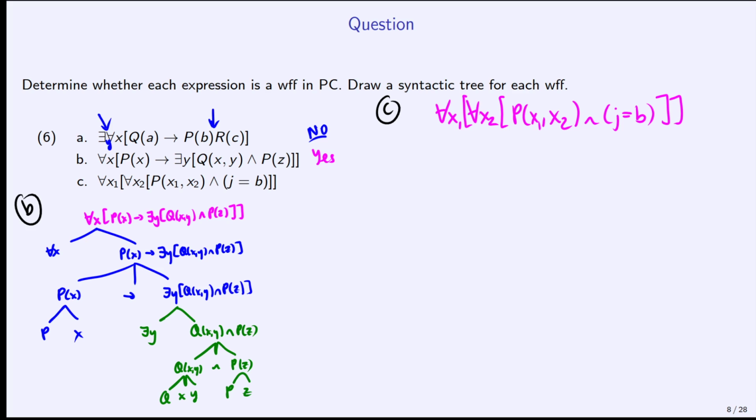So all x1 scopes over the entire thing, as you can see with the brackets. So we break this up into two components, all x1 on the left, and then on the right, we're left with all x2. Then we have Px1x2, and j equals b.